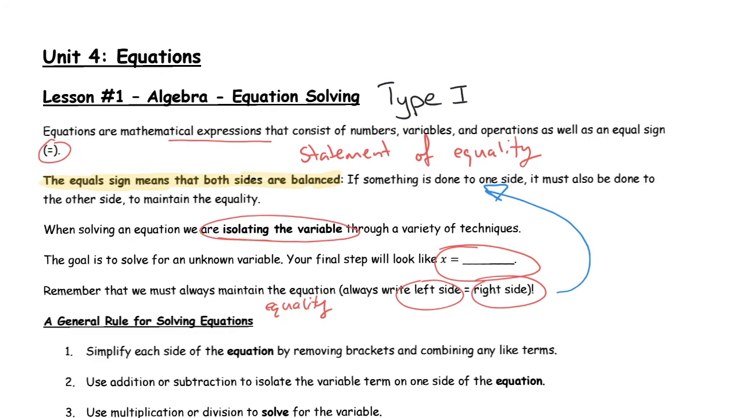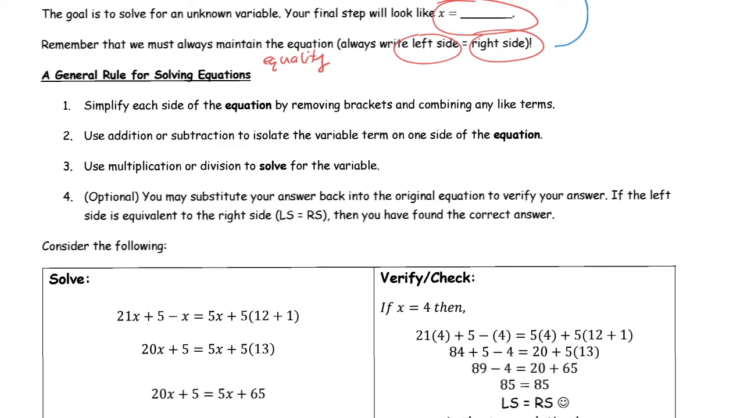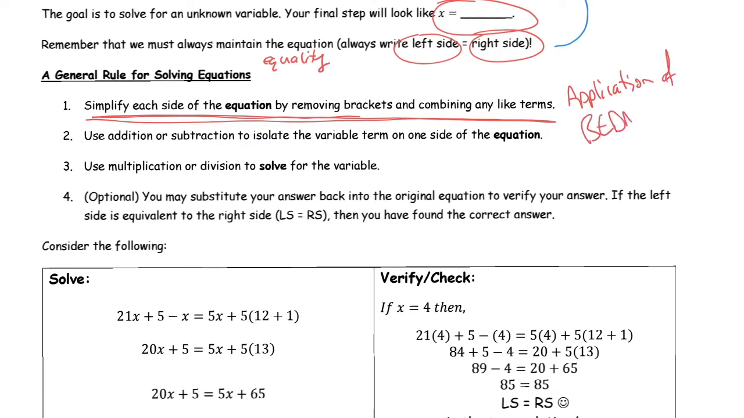So the general rule for solving equations here is, first of all, simplify both sides of the equation. Simplify each side of the equation first. This is essentially the application of the order of operations, the application of BEDMAS on either side. I'm saying it like that because there's a reason for that. So we're going to apply BEDMAS to both sides to simplify both sides.